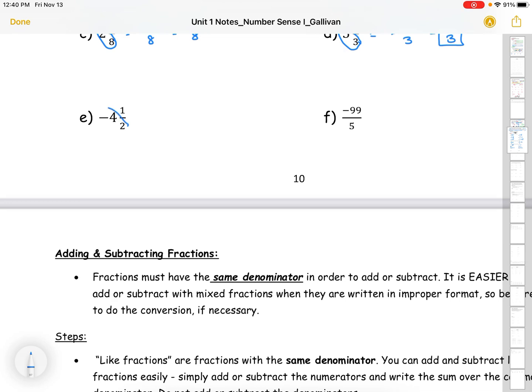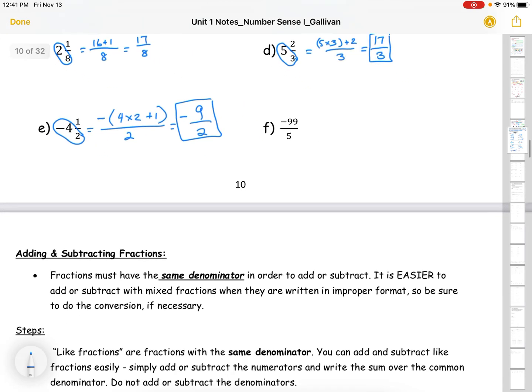Negative 4 times 2. Okay, now here. This is tricky. So when we're going to put a negative number here, we're going to put everything in brackets. So 4 times 2, and then plus the 1 over 2. So the whole thing becomes negative. So 8 plus 1 is 9 over 2. Okay, so watch out with negative signs.